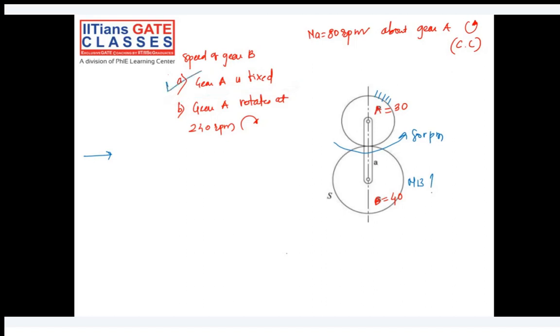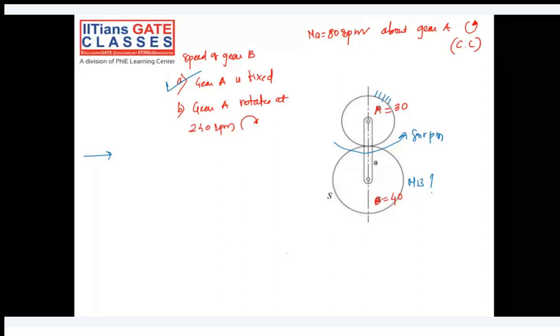First of all, try to understand part A here: gear A is fixed, the arm is rotating at 80 rpm in counterclockwise direction, and they are asking us to find the speed of gear B. You can easily find it by using the relative velocity method, but first I'll explain the tabular method to you.